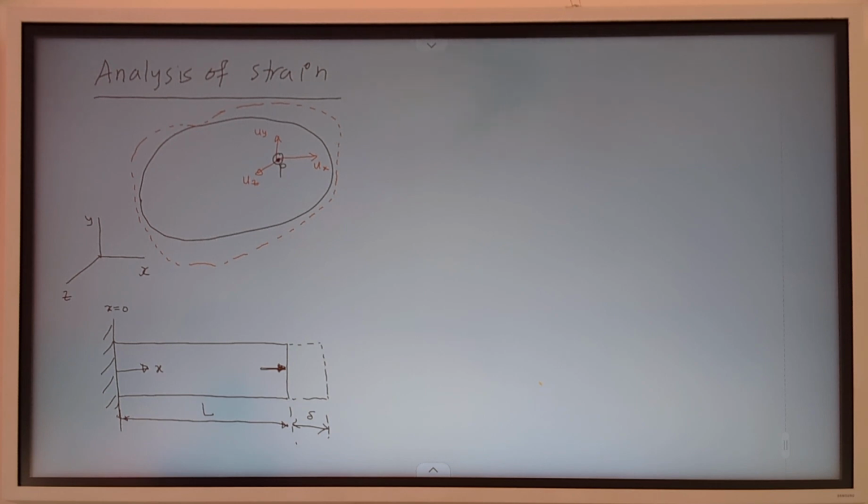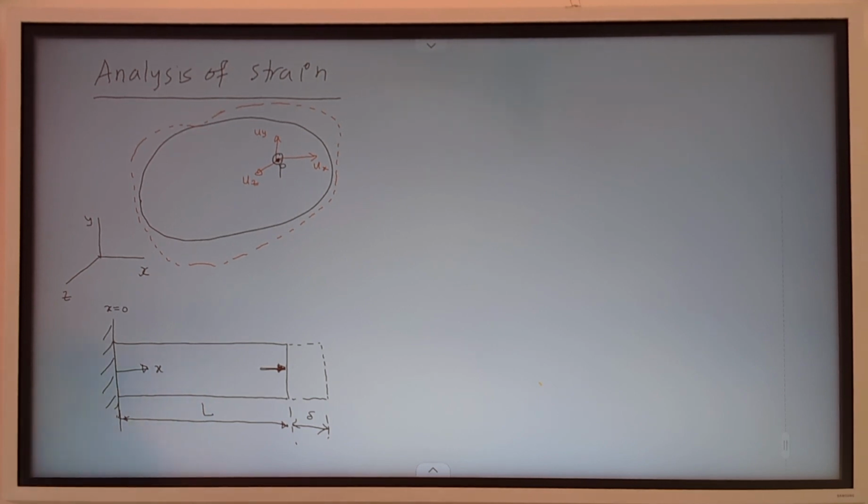Whenever you have to deal with deflection or deformation, you have to deal with the displacement solution of the body rather than the stress solution. That comes under the purview of strain analysis, and that is what we will initiate in today's class.